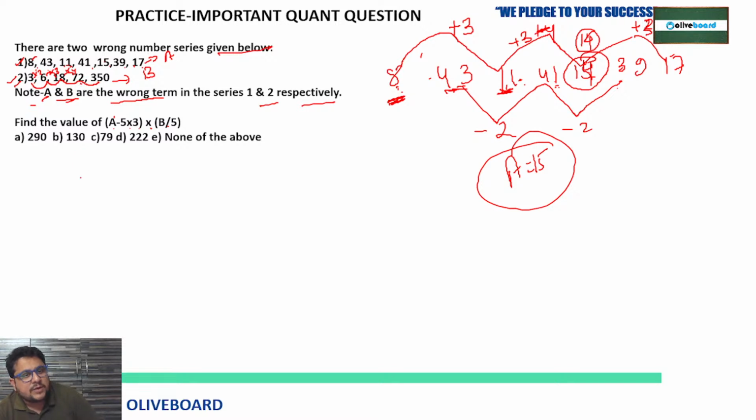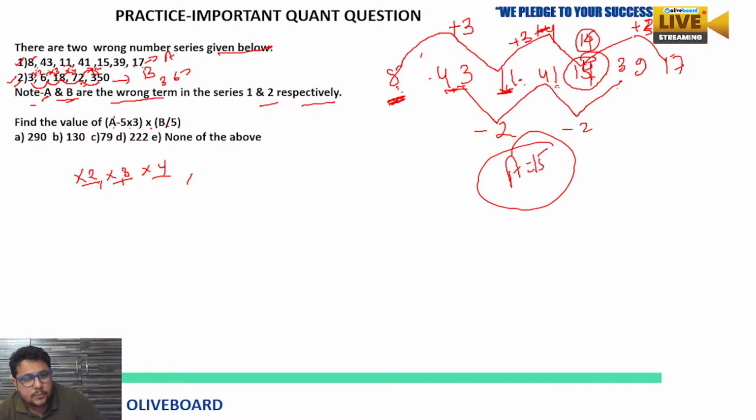So the series is following what? You're just applying consecutive number multiplication. First you multiply with 2, then in the second step multiply by 3, then 4. So next must be what? 72 multiply 5. This logic must be followed here. But here 72 into 5 is going to be 360, but 350 is there. So the wrong number in the second series is 350. So the value of B is 350.